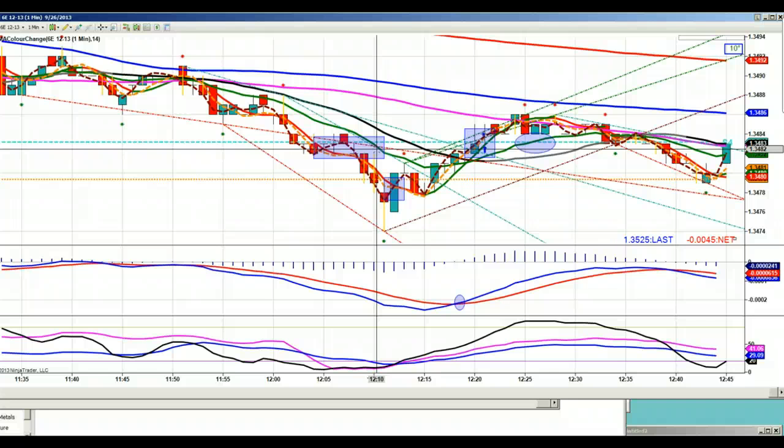Where is that sitting in relation to the pivots, in relation to the other moving averages as well, especially the 20 SMA.